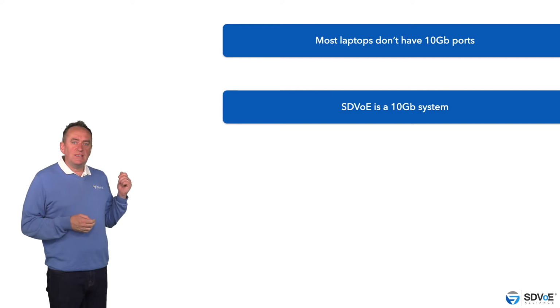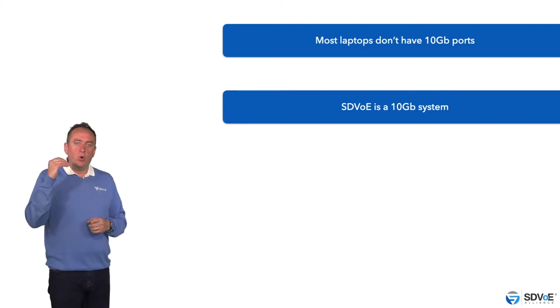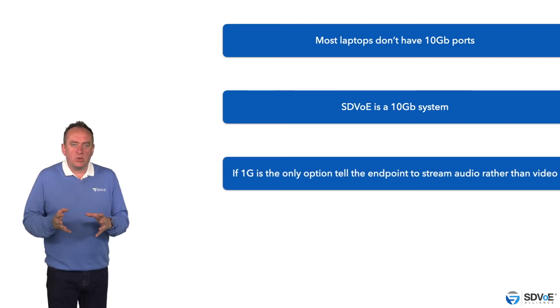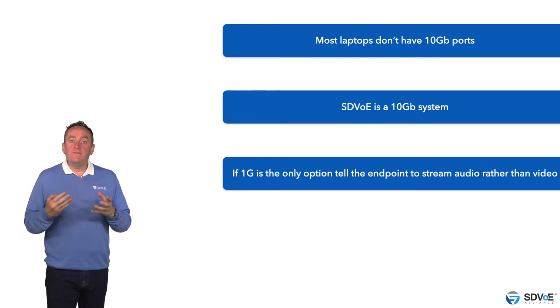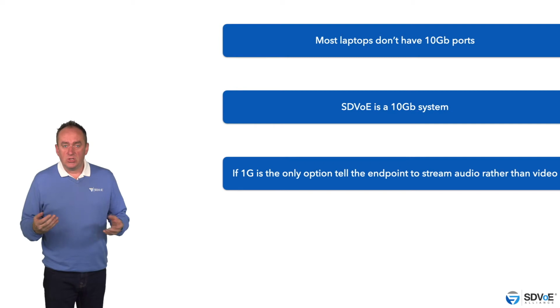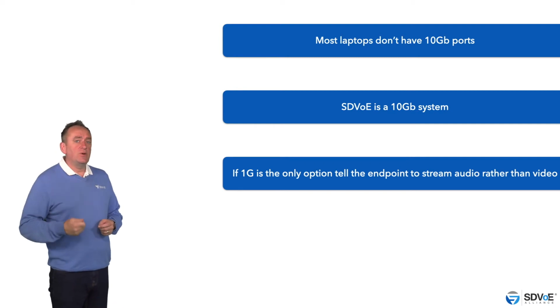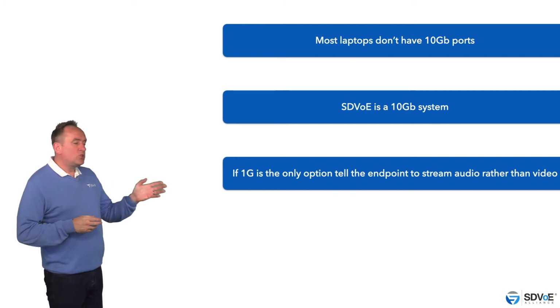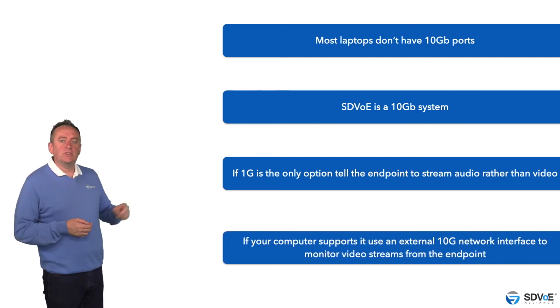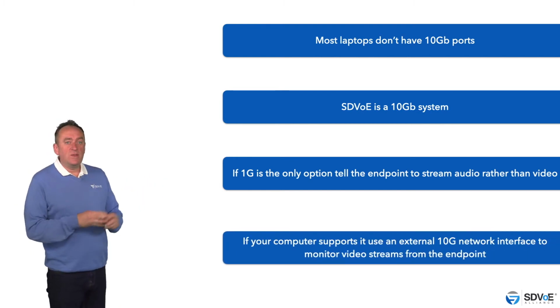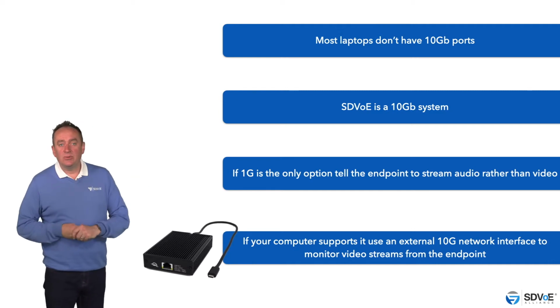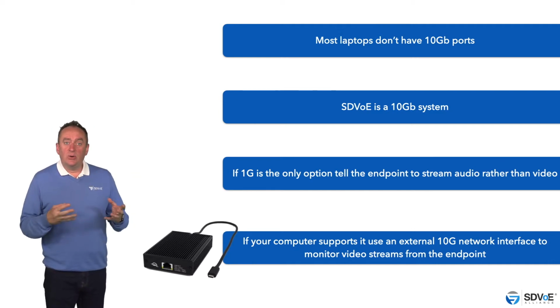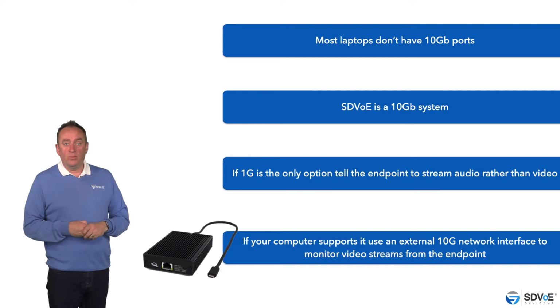One solution is to tell your transmitter to stream audio only. Audio streams are small. They easily fit within 1 gigabit, and while it won't be a video stream, it's still a stream, so you can still see if there are any networking issues from that SDVoE endpoint. Alternatively, if your computer supports it, you may want to equip yourself with an external 10 gig network interface, which will allow you to investigate video streams from your endpoints.